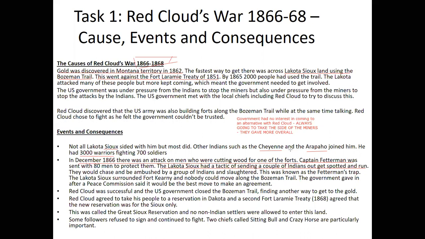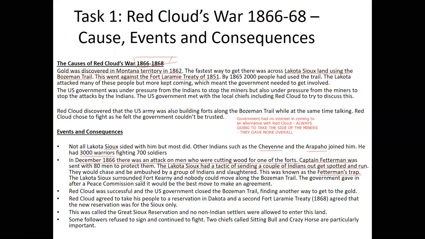This is what happened to Captain Fetterman and the 80 men. A couple of Sioux Indians ran out, they ran away. Fetterman and his 80 men were then surrounded by hundreds of Indians and slaughtered. This was known as Fetterman's Trap because it was the first time it happened, on Captain Fetterman.